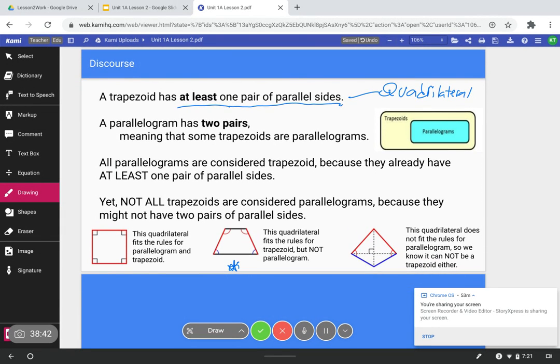And finally, the kite. The one in the middle is a trapezoid. This is a square. And the one on the right is a kite. This quadrilateral does not fit the rule for parallelogram. So we know it cannot be a trapezoid either.